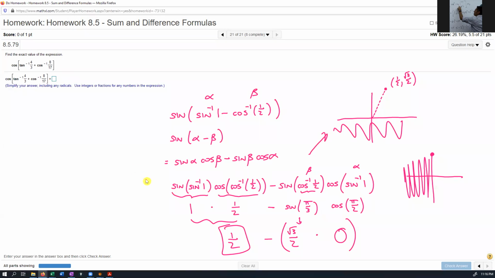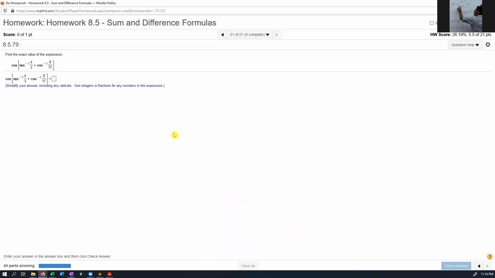I'm on the last one. All right, this is the last one. It's the one that's going to require the most work. Okay, here we go. Cosine of tangent inverse of 4/3 plus cosine inverse of 8/17.